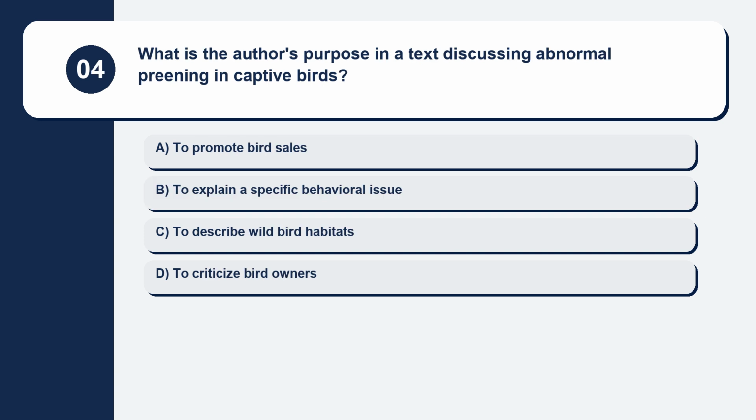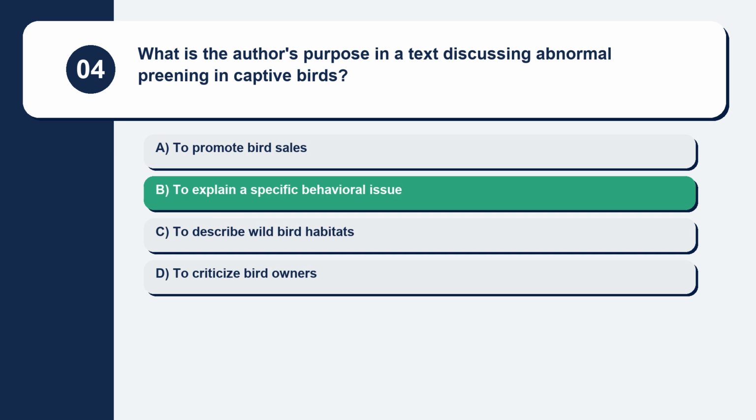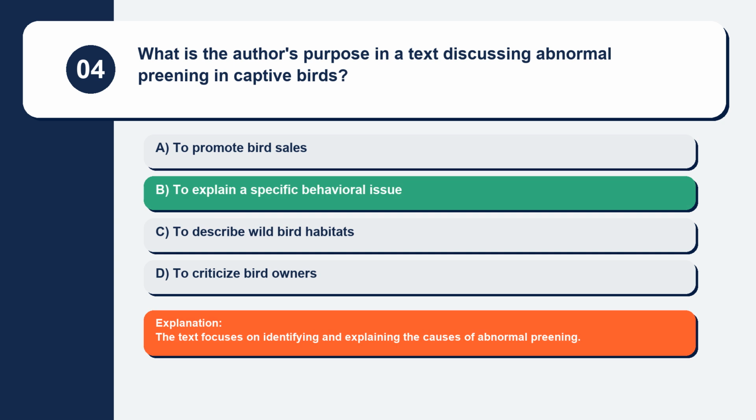Question 4. What is the author's purpose in a text discussing abnormal preening in captive birds? To promote bird sales. To explain a specific behavioral issue. To describe wild bird habitats. To criticize bird owners. The text focuses on identifying and explaining the causes of abnormal preening.